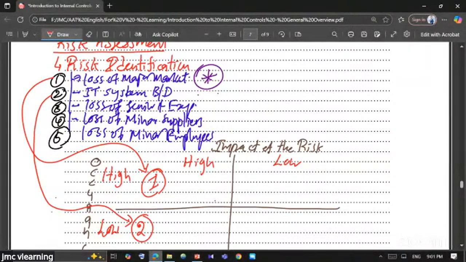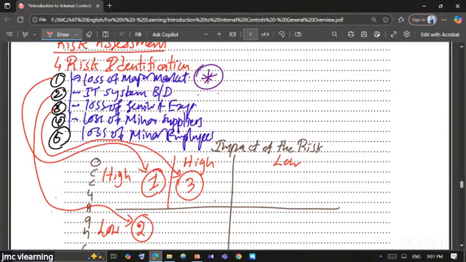High or low? Occurrence also high. Why? If the competitors are offering a higher salary, they will definitely leave. In that context, I will be ranking the third risk here. Okay, are we clear?